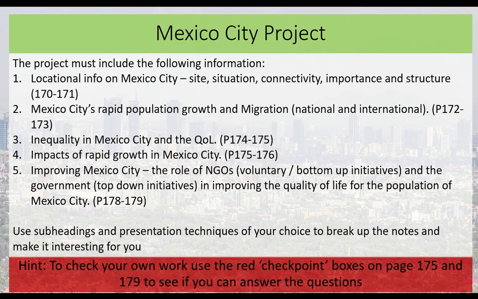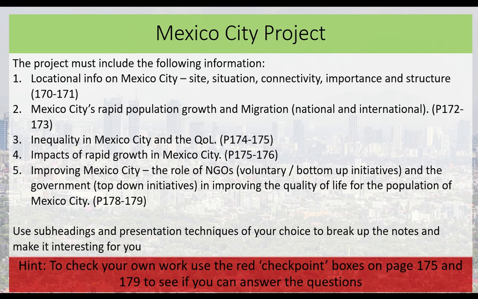The third section is about inequality in Mexico City and quality of life. Now this will vary to Norwich's level of inequality, and will have slightly different characteristics, but the principles are still the same. Okay, so different areas of the city having better or worse opportunity, and the knock-on effects of that. So pages 174 and 175 of the textbook will help you with those.